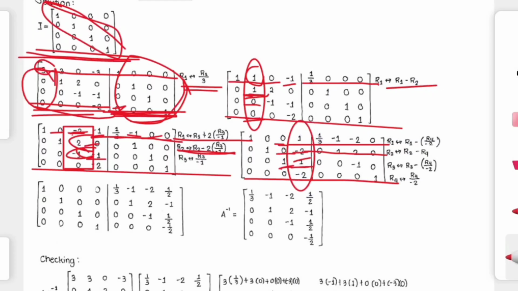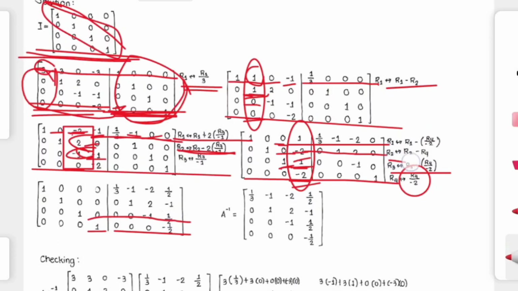And for the next one, we will now focus on column 4. We have to make this negative 2 first to be positive 1. So we have r sub 4 over r sub 2. With that, we have 0, 0, 0, negative 1 half. And for this one, since we have the 1 here, for r sub 3 we just subtract r sub 4 over negative 2 for us to establish the 0, the 0, the negative 1, and the 1 half.